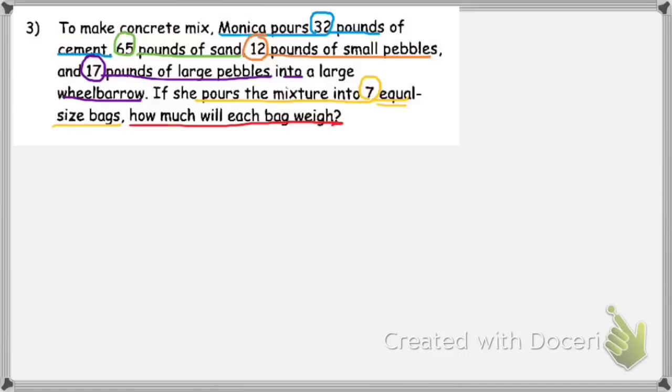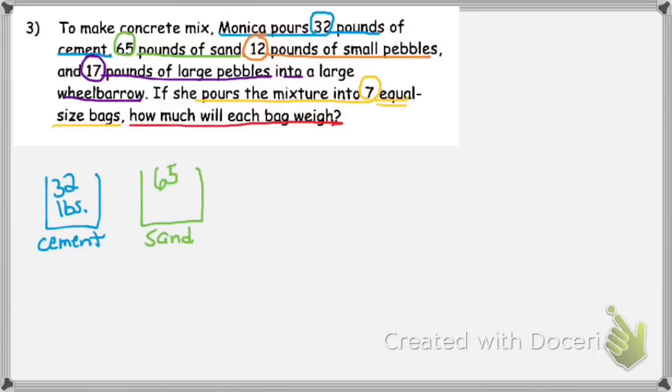So let's draw my picture. I'll do my cement, my beautiful container, because I'm such an artist. This is cement. And I know that she has 32 pounds. I know the abbreviation for pounds is LBS, period, so I'll use the abbreviation. I know she also has sand, so here's my sand container. I'll label it sand, and she has 65 pounds of sand.